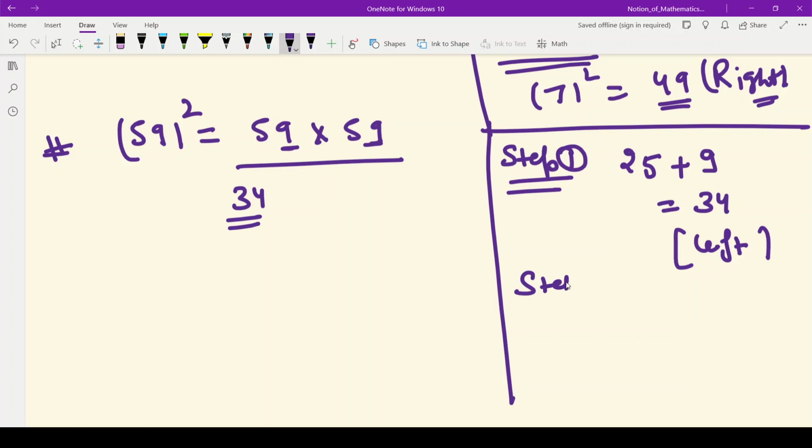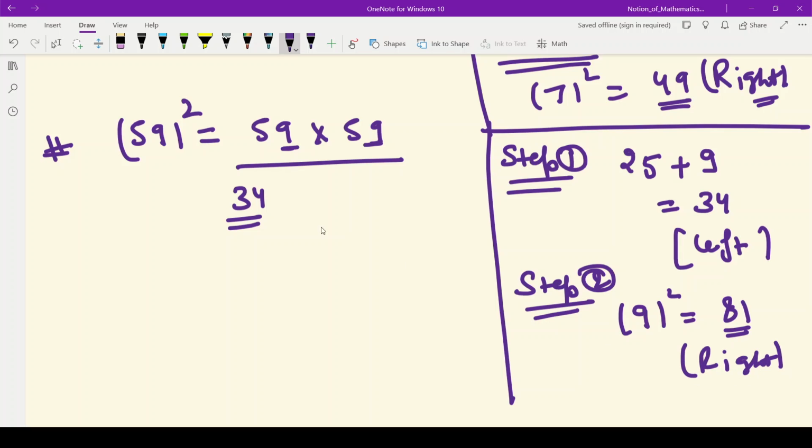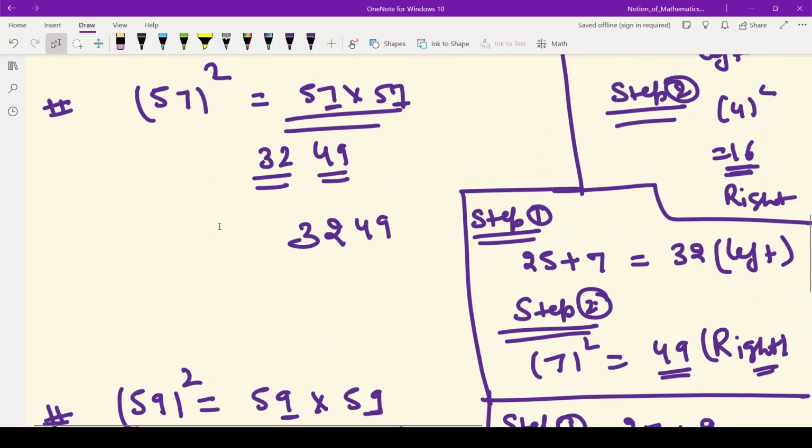And what is step number 2? Our step number 2 is just square the unit digit. That is 9 square, which is 81, and we will write that term in the right part of the answer, that is 81. So what is the final answer? 3481. I hope students, all these examples will be very helpful in your preparation of Vedic mathematics.